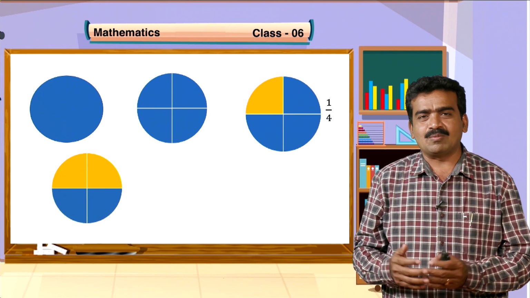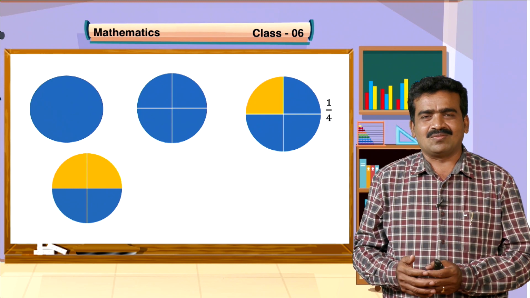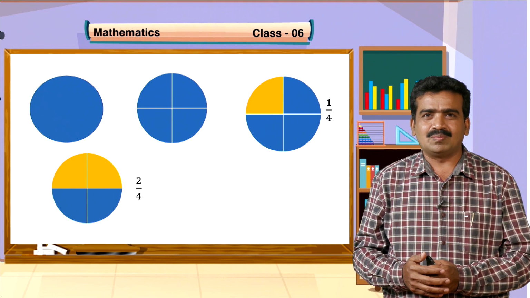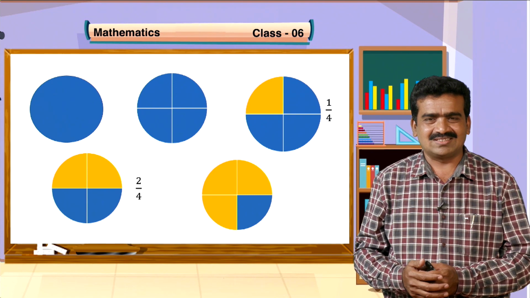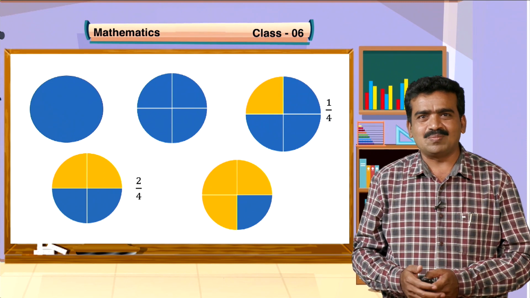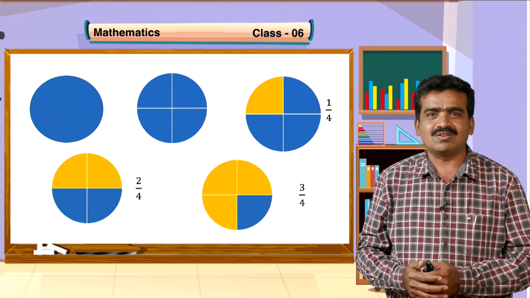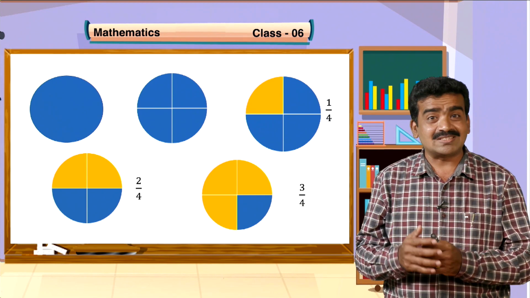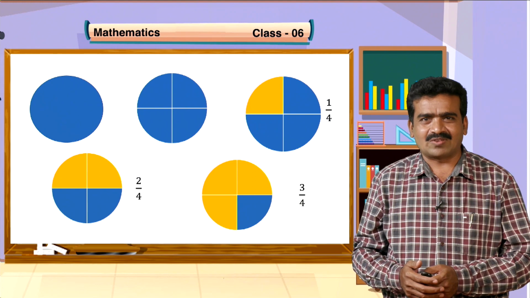Similarly, if I am going to shade 2 portions of the circle, what am I going to get here? You are exactly correct. I am getting here 2/4. Similarly, if I am going to shade 3 portions, then what will you say? Sir, you have shaded 3 parts out of 4 parts. So, how am I going to represent it? 3 divided by 4. What are all these 1/4, 2/4 and 3/4 representing? You are exactly correct. These numbers are representing fractions.